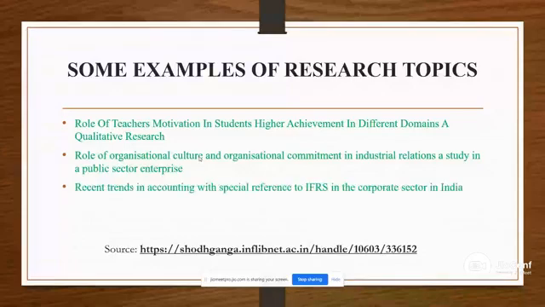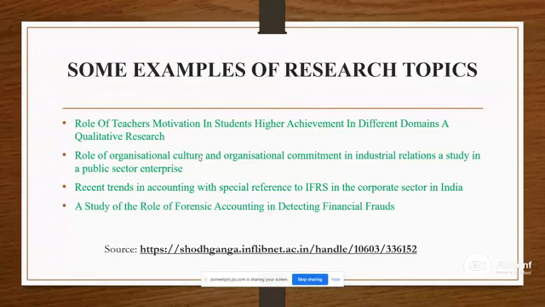Next, recent trends in accounting with special reference to IFRS in the corporate sector of India. So can you see how they have written the title of their thesis? A study of the role of forensic accounting in detecting financial frauds. So this is how the title of your thesis will be decided.